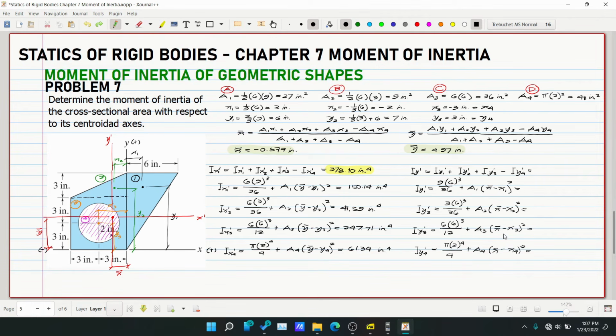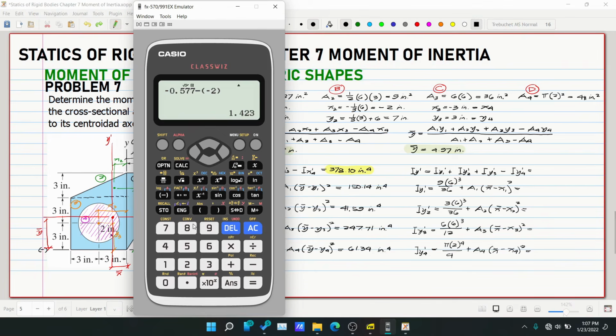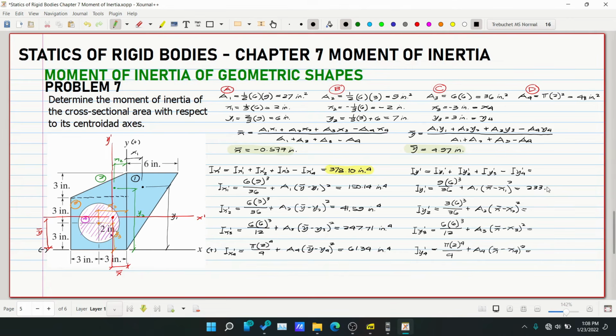Tama rin tayo sa x bar and x3, no? Ayan. So, kailangan rin silang mag-minus. Ganun rin yung ating x bar and x4. Okay? So, yan. So, 9 by 6 cube over 36 plus area 1 alpha A multiplied by x bar, that is negative 0.577 minus x1, which is 2. Then squared. So, 233.31 inch to the fourth.